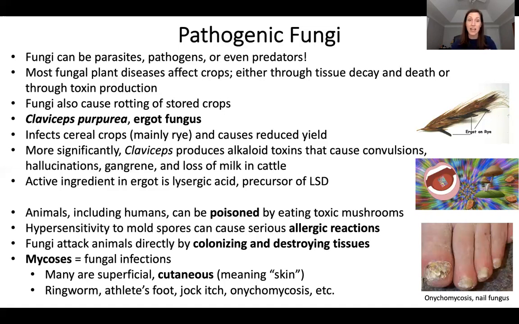In this case, the Claviceps purpurea alkaloids can cause convulsions, hallucinations, gangrene, which is tissue death caused by lack of blood flow, and also milk in cattle to dry up. So if you get cattle that are grazing in a field that eat this ergot, it can be bad for your cattle. If you yourself ingest it, it can be toxic and cause problems.